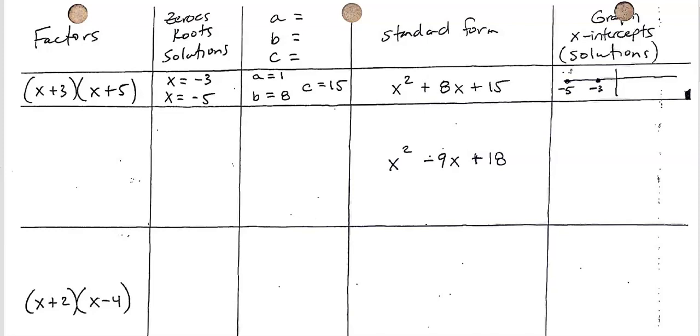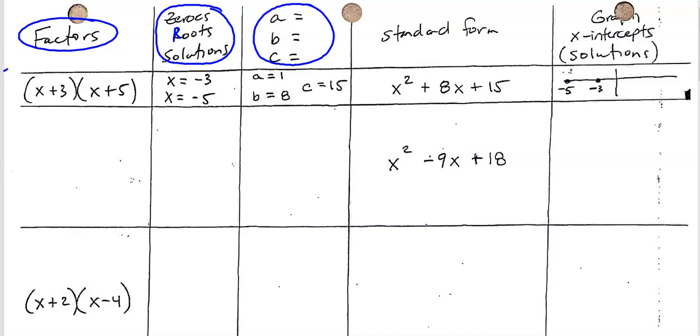So you'll notice at the top there are columns. All the factors are in this column. Zeros, roots, solution are in that column. That's an R for roots. A, B, and C, which I'll explain here in a second. Standard form, which is the form that a lot of quadratics are written in. And then finally the graph, the x-intercepts, the solutions, all of that type of good stuff.